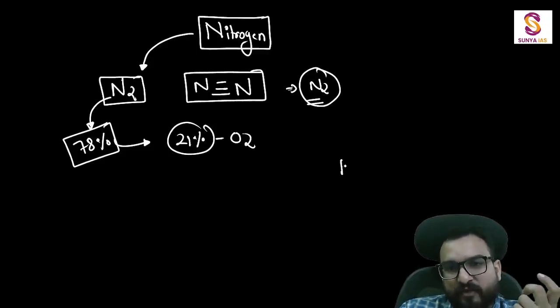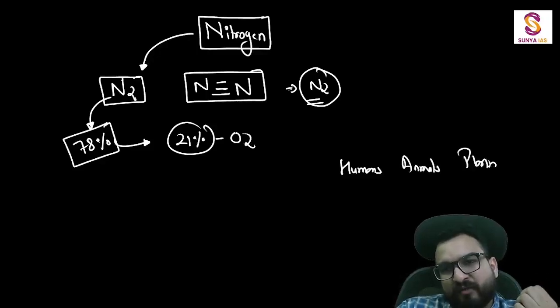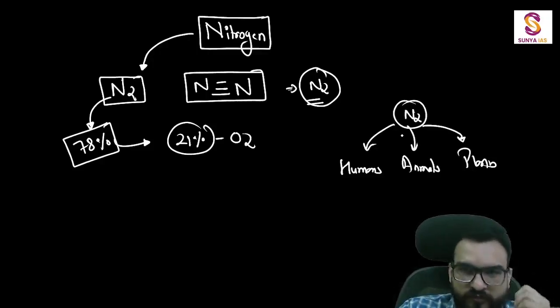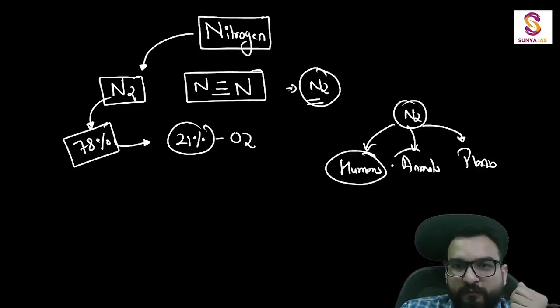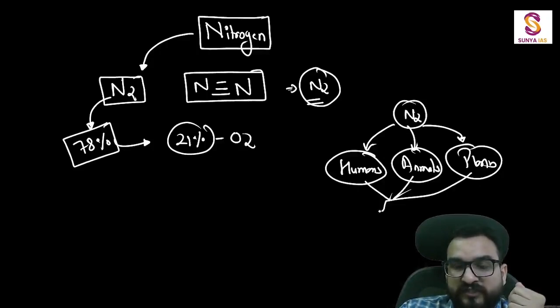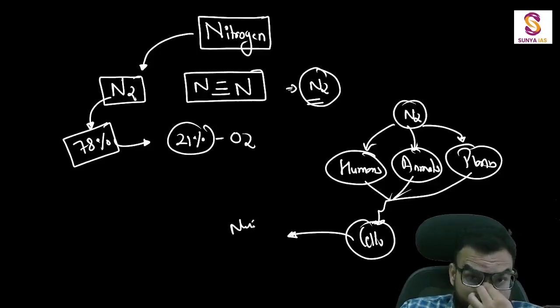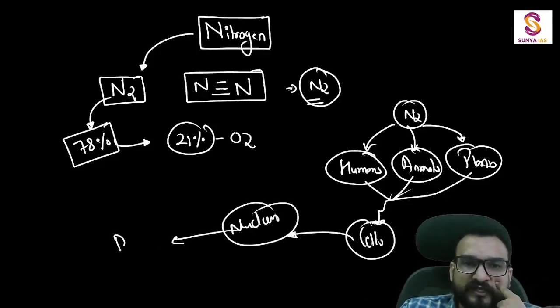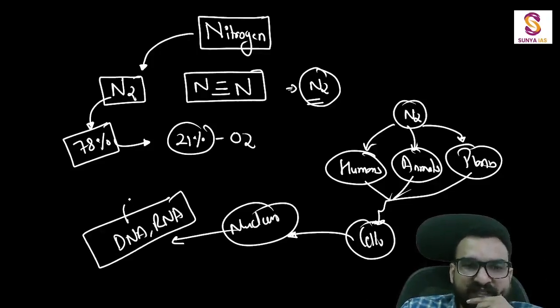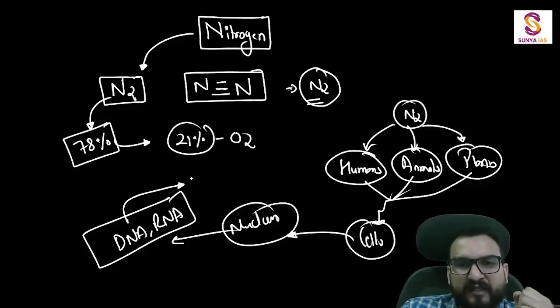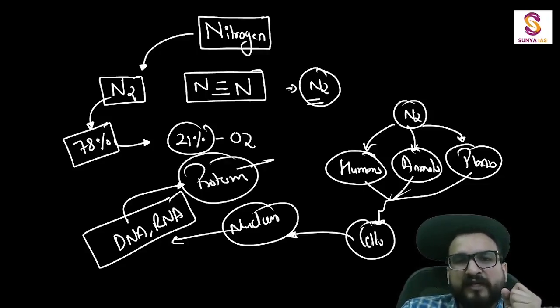Are humans, animals and plants taking nitrogen directly? Are we inhaling nitrogen? No. Right, then what importance of nitrogen are you seeing? Because all of these structures are made up of what? Cells, and cells are getting functional because of the nucleus. And in the nucleus, you are getting the DNA and RNA, which is the building block of the whole body structure. Because DNA and RNA are carrying messages, right? And these genes are converting these messages into proteins, and these proteins are building up our body.